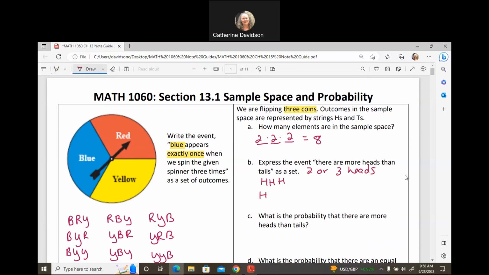So we can have both of them first. We could have them split. And then we can have them at the end. So there's 4 ways to have more heads than tails. Okay. So this is what they're looking for, this part right here.